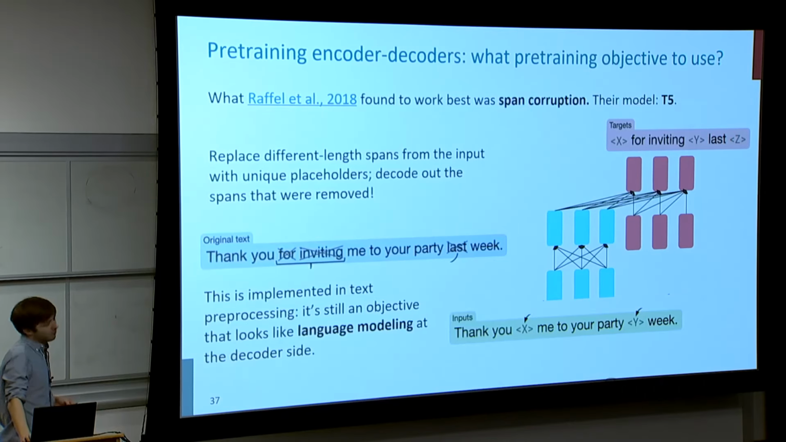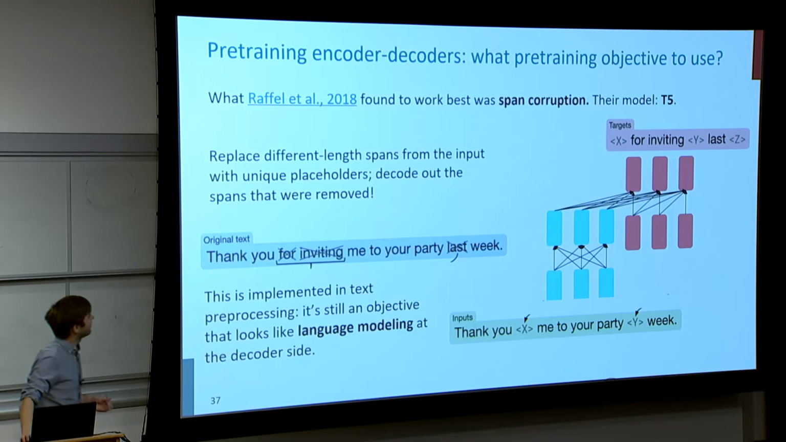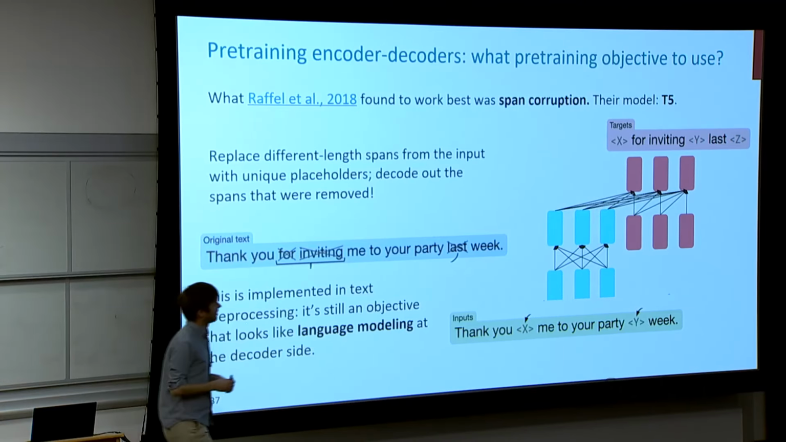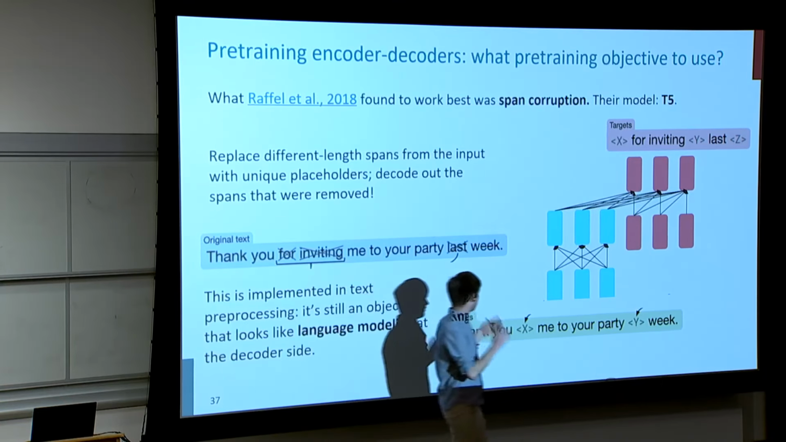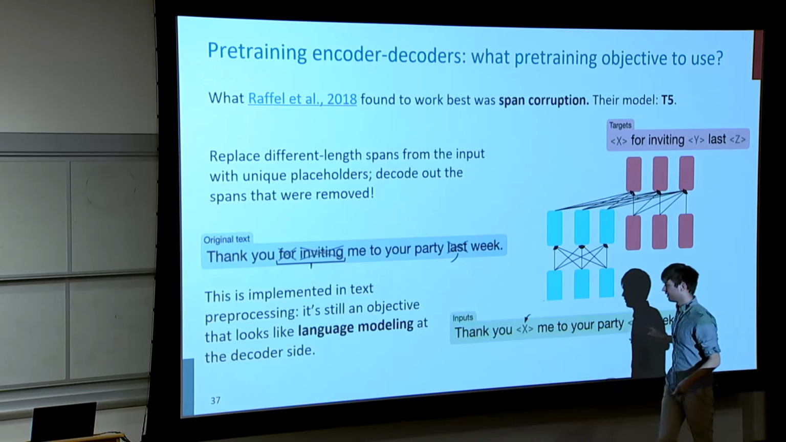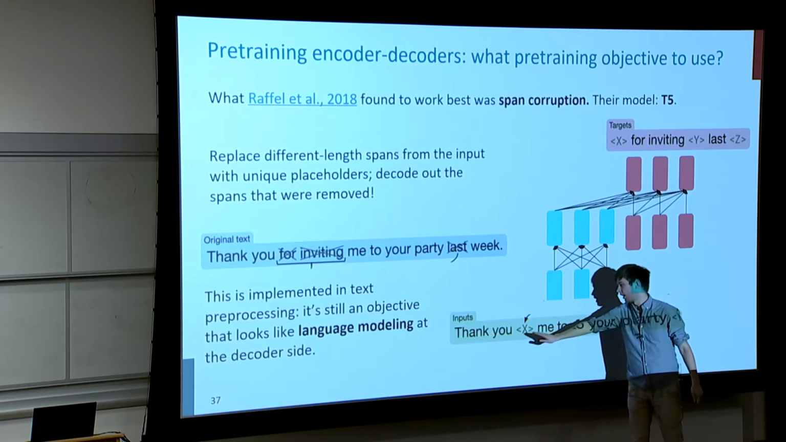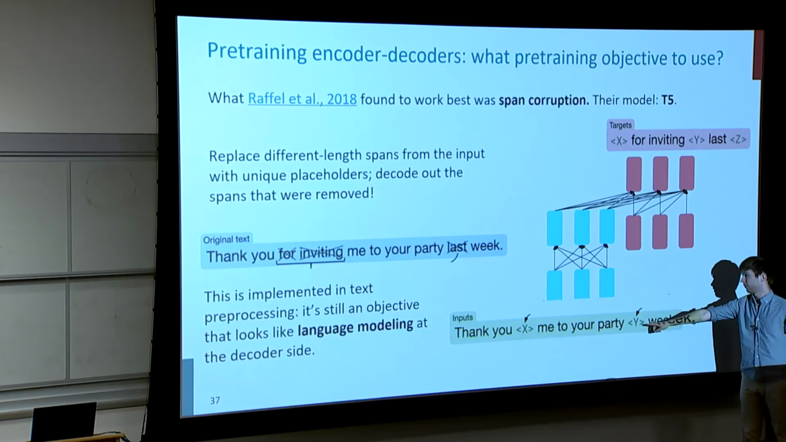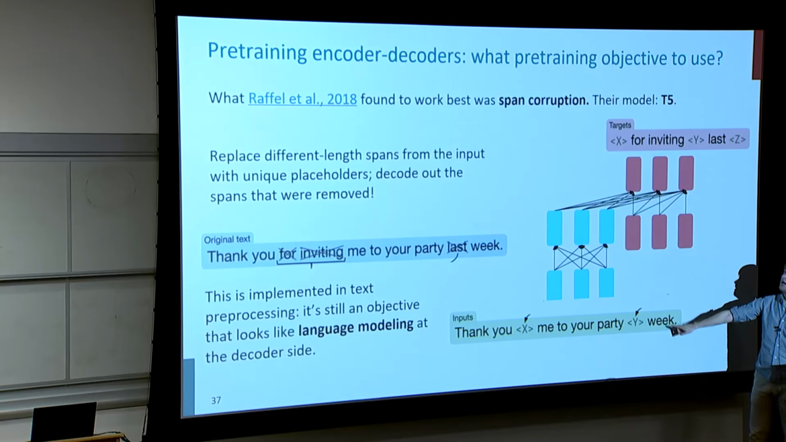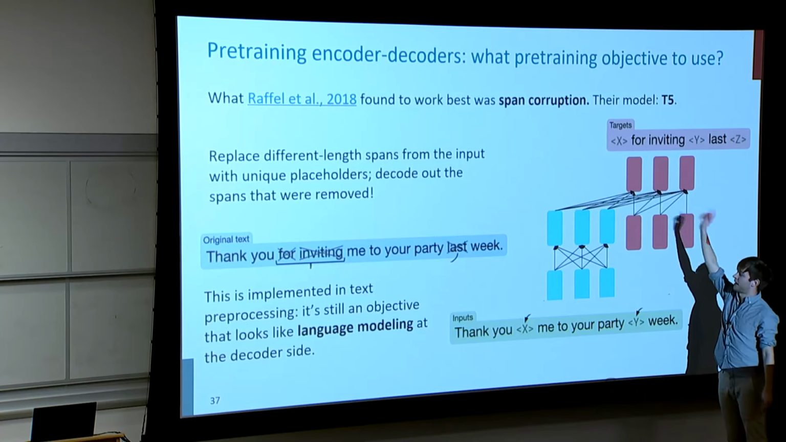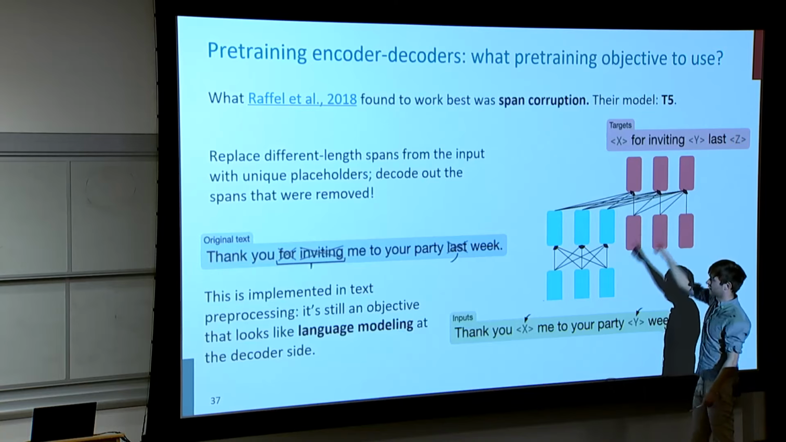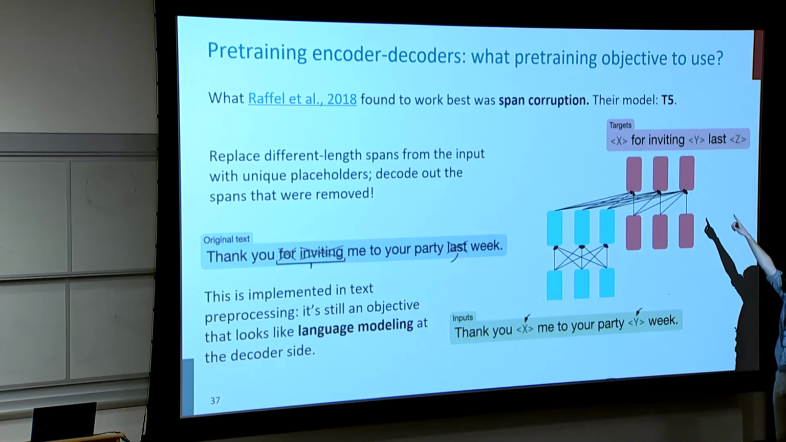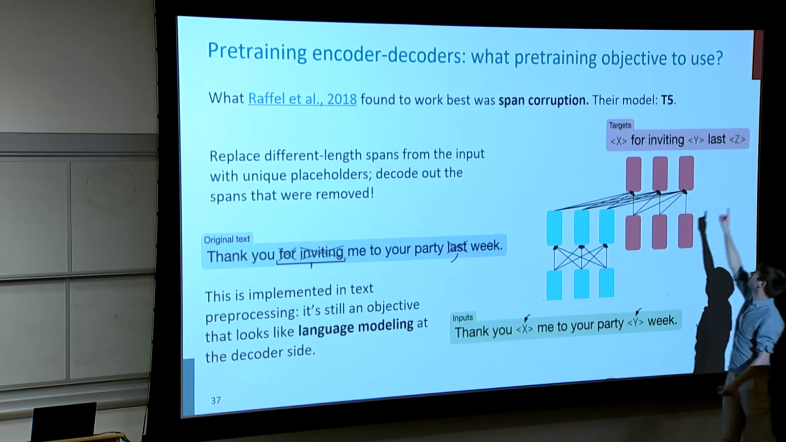But in practice, what works much better is this notion of span corruption. Span corruption is going to show up in your assignment 5. And the idea here is a lot like BERT, but in a generative sense, where I'm going to mask out a bunch of words in the input. Thank you, mask token 1, me to your party, mask token 2, week. And then at the output, I generate the mask token, and then what was supposed to be there, but the mask token replaced it, right? So thank you, then predict for inviting at the output, me to your party last week.